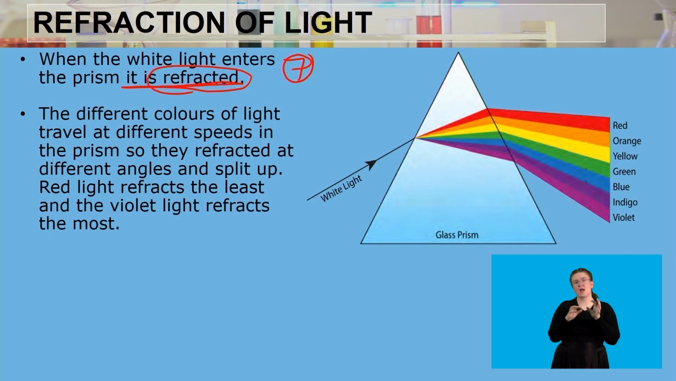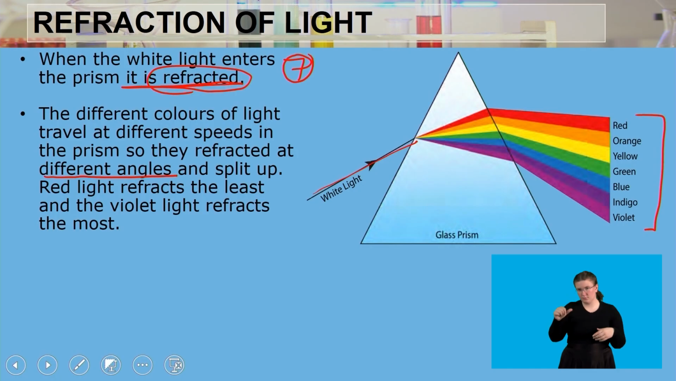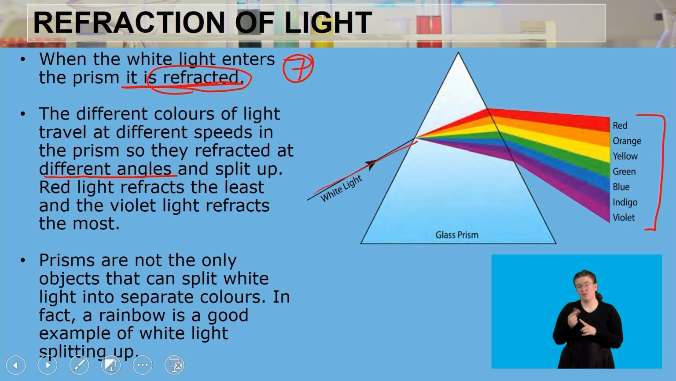The different colors of light travel at different speeds in the prism, so they are refracted at different angles. When light enters this prism, all of these colors that we are seeing are going to be traveling at different speeds as they pass through the prism. Because of that, they are also refracted at different angles, and they split into 7 different colors, as we can see, starting from the red, going all the way to the violet. We do know that these make up the 7 colors of the spectrum of light.